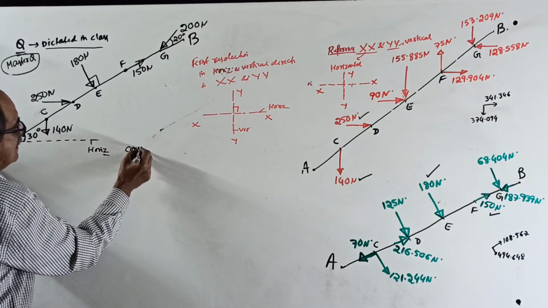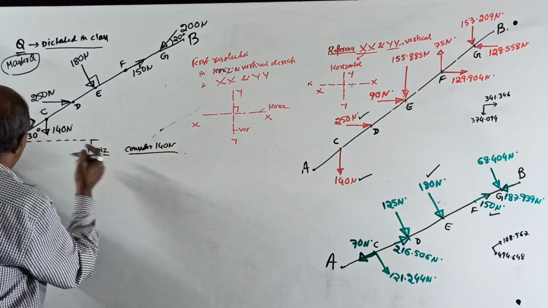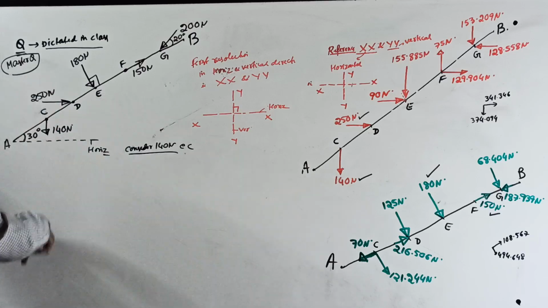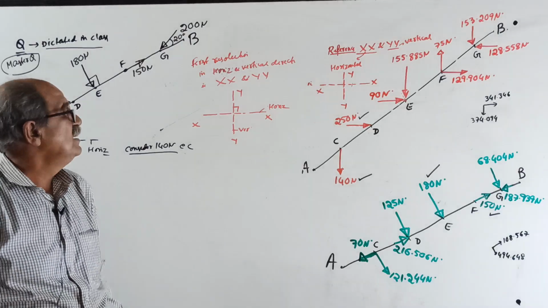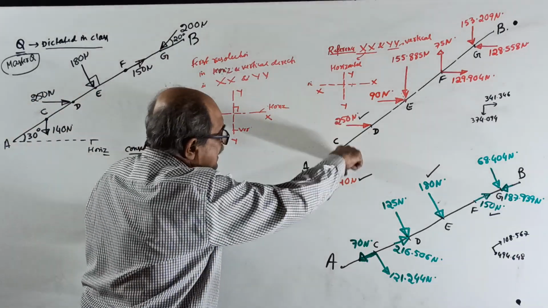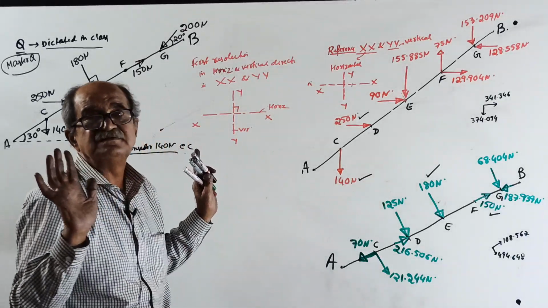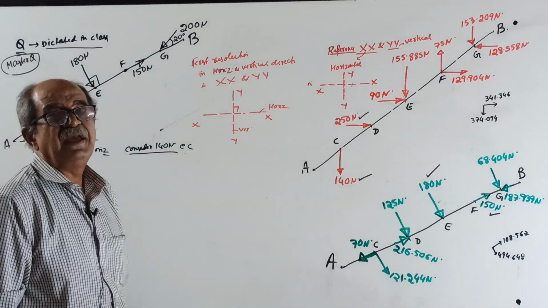Consider 140 Newton at C. Okay, at C. It is purely vertical. Therefore, no resolution. See, later, direct 140 I wrote here. Right mark means direct. Or in case you resolve, somebody will be laughing. Why?